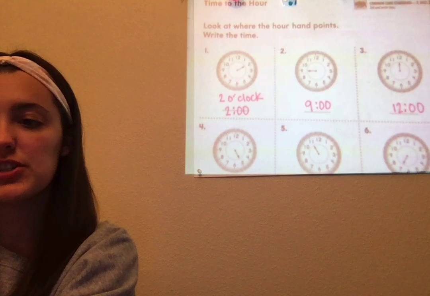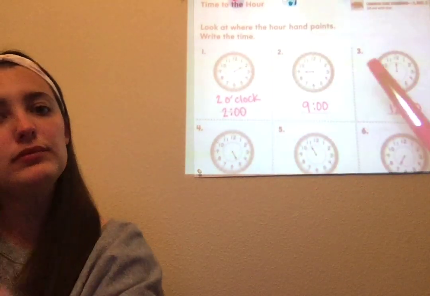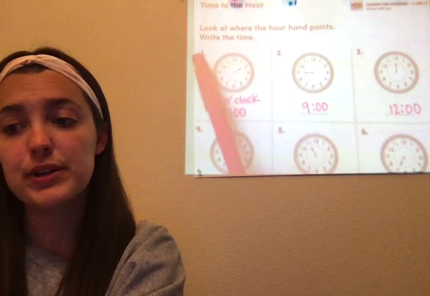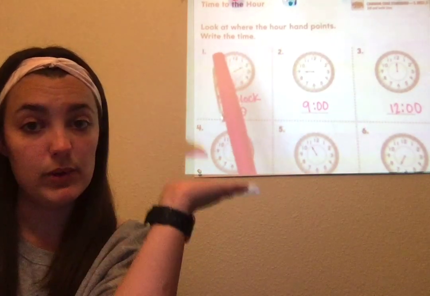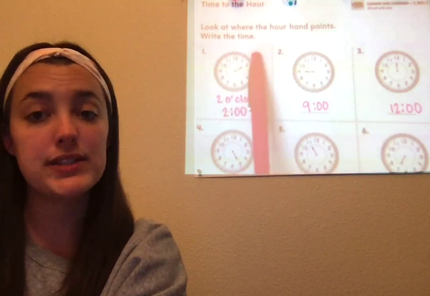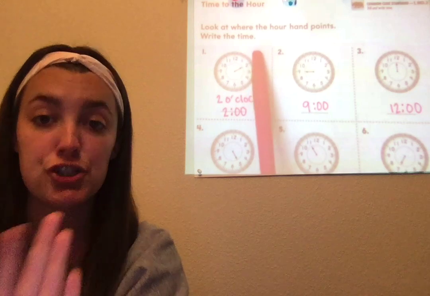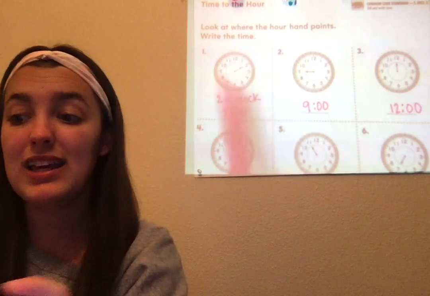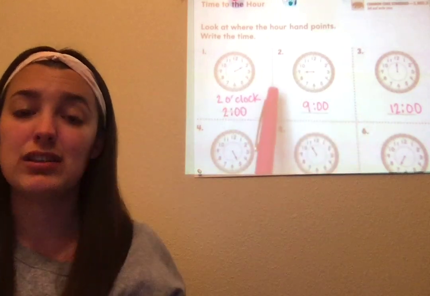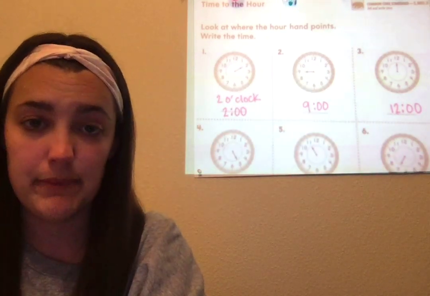And our instructions over here, don't copy this down just yet. Listen to the instructions first. Our instructions here are pretty simple. They say look at where the hour hand points. What number does it point to? And write the time. That's all that we're going to be doing today. Looking at where the shorthand points and saying what the time is. They even made it easy for us and didn't even give us a longhand. We're not worrying about the longhand yet. We're just looking at the shorthand.